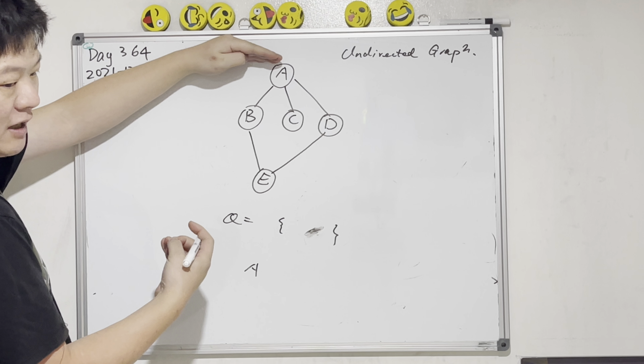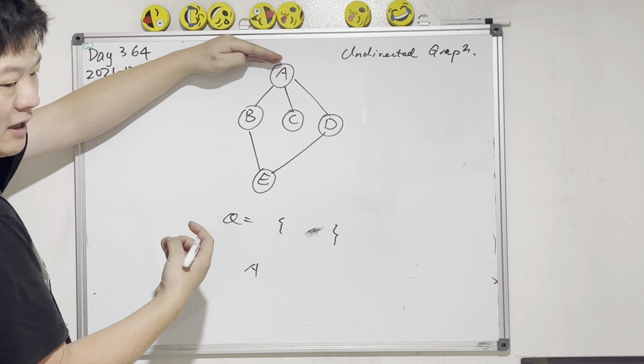Okay. So remember we talked about breadth-first search, right? Let's take one easy graph: A, B, C, D, E. This is the graph. It's undirected, there's no direction, okay? And then what's the breadth-first search order?